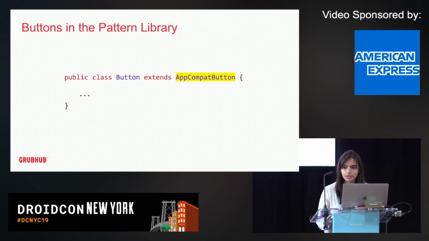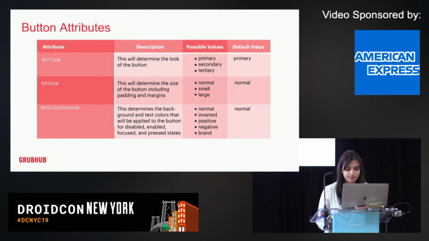Once we've created this custom view, the next step is to create custom attributes for that view. And what you'll notice is those attributes essentially reflect what we saw in the style guide. We've created a button type attribute that takes in values to help us understand how to build a button to have the appropriate look. We have a button size attribute that's going to tell us the appropriate padding and margin values to use for that button. And we have a button color scheme that, depending on the value, will select the appropriate colors to use for each of the states of that button.